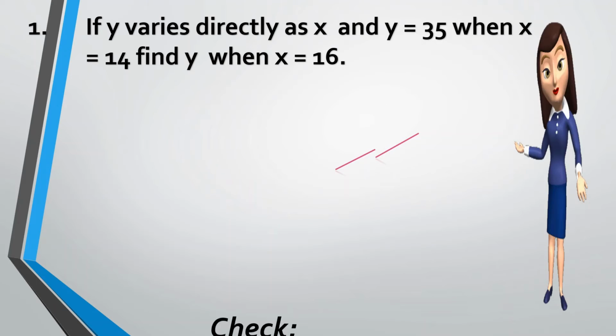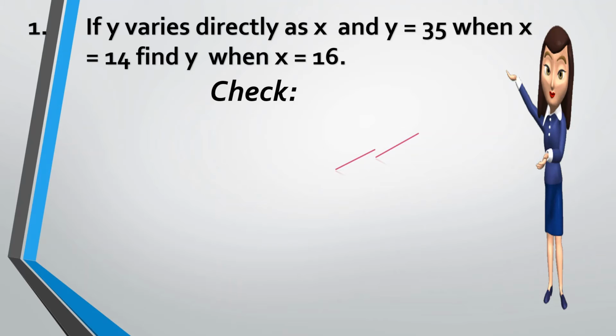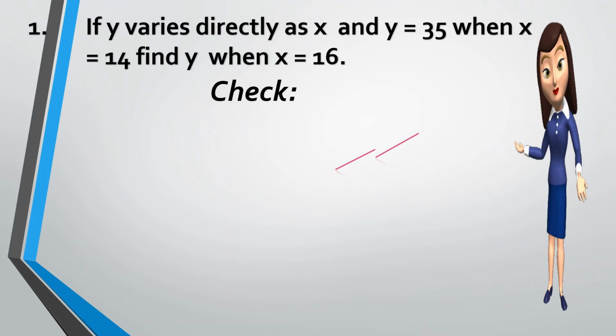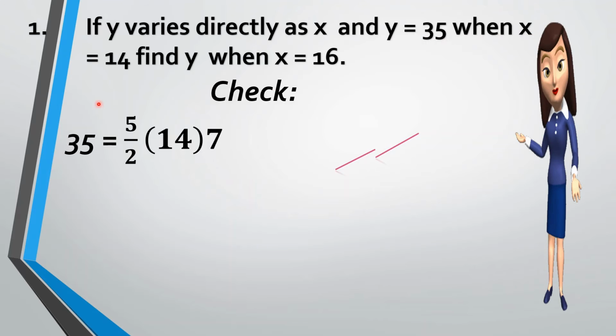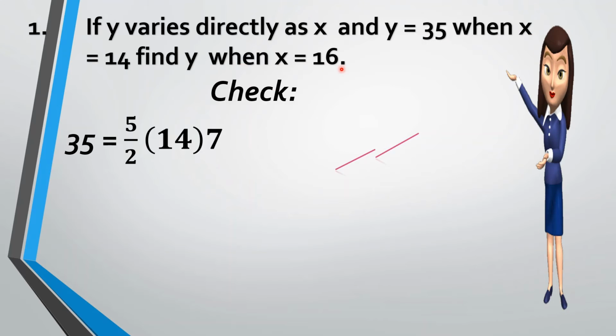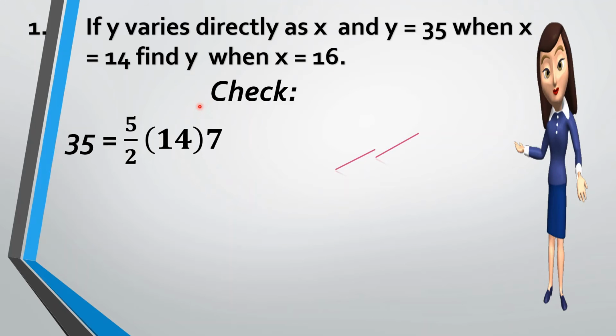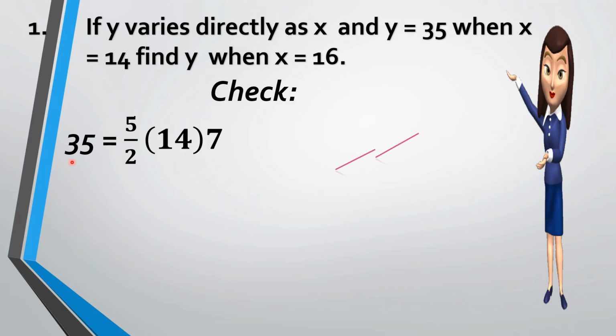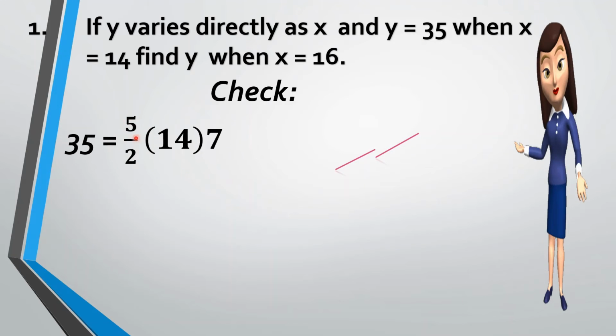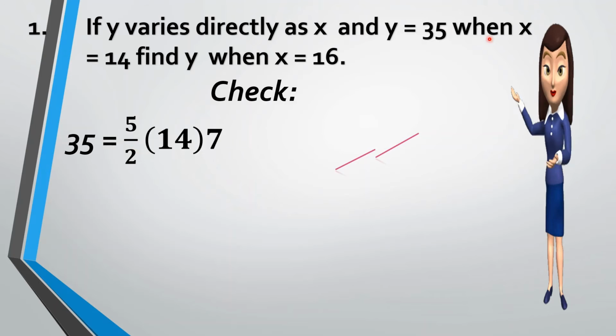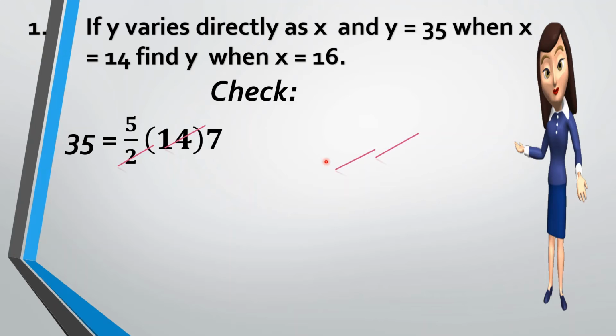Now, let us check our answer. Tingnan natin kung tama ba yung naging sagot natin. So, our given is, if y varies directly as x and y is equal to 35, when x is equal to 14, find y when x is 16. First, we are going to substitute the first value. Ang first value natin is y is 35. Then, ang constant nating nakuha is 5 over 2. Then, ang first x natin is 14. So, you are going to cancel 2 and 14.